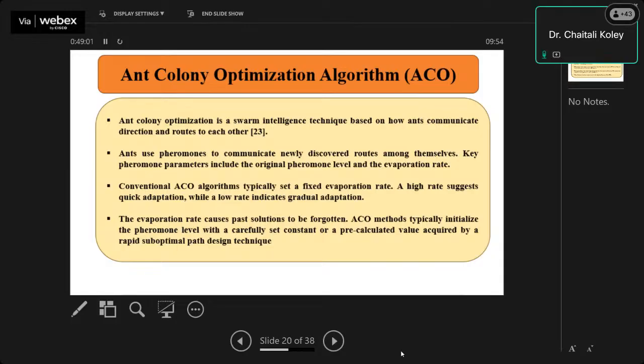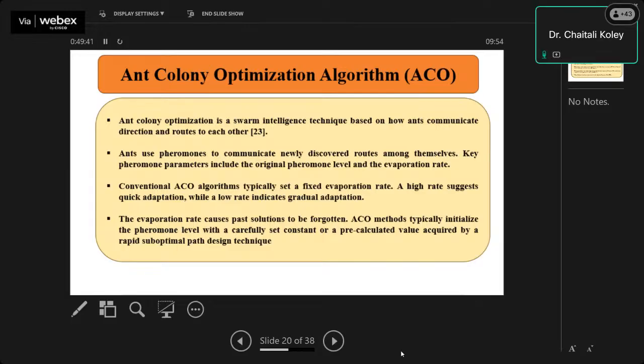Another algorithm, this is also part of the PSO technique only. This technique is also known as the ant colony optimization algorithm. Suppose in the ant colony optimization algorithm you consider two possible paths. This is basically ant colony, which means you have to think about the pheromones.